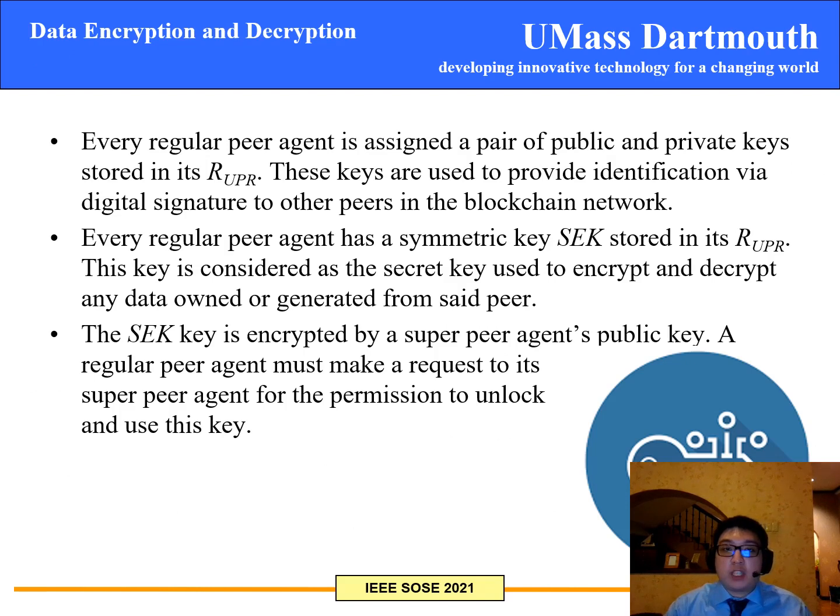Every regular peer agent is assigned a pair of public and private keys stored in their user profile record. These keys are used to provide identification via digital signatures to other peers in the blockchain network.